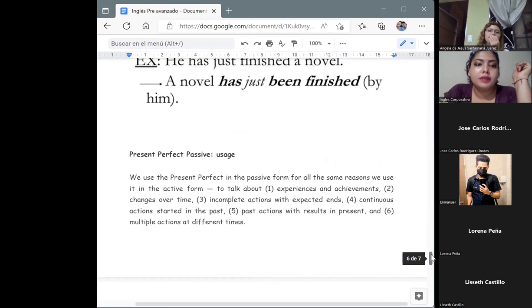And those are to talk about experience and achievements, to talk about changes over time, to talk about incomplete actions with expected ends, to talk about continuous actions starting in the past. Also, we use the present perfect to talk about past actions with result in present. And number 6, multiple actions at different times. So I added this information yesterday because I was talking about the usage of the present perfect, and I told you that I would do it. So in this case, you have that information in the document.